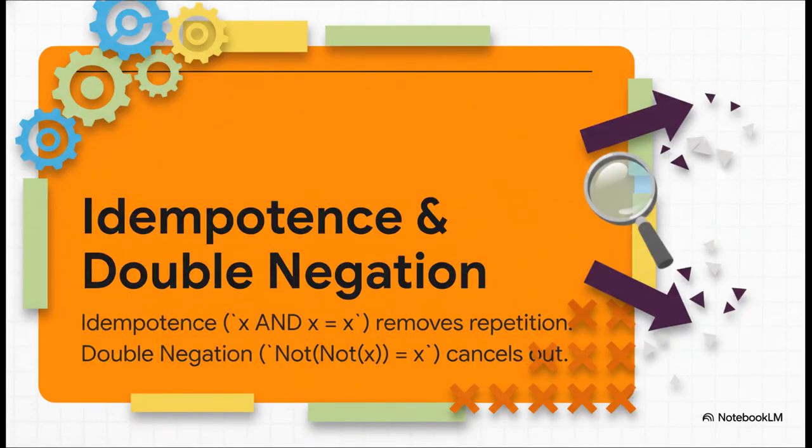And finally, we have our cleanup crew. Idempotence is just a fancy word for a super simple idea. X and X is, well, just X. It gets rid of repetition. And double negation is even easier. Two nots literally cancel each other out. These are the tools we'll use to polish everything up at the very end.